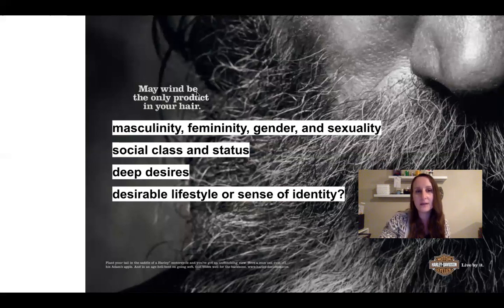So it says, may wind be the only product in your hair. It's making a statement that the ideal man is a man who doesn't use products in his hair. And that's who the Harley Davidson man is, right? He's not this fancy guy. He's just this rugged, man's man, who rides his motorcycle. So we are thinking about masculinity. We're thinking about social class. We're thinking about the deep desires of the audience and a sense of identity that the brand tries to connect you with.